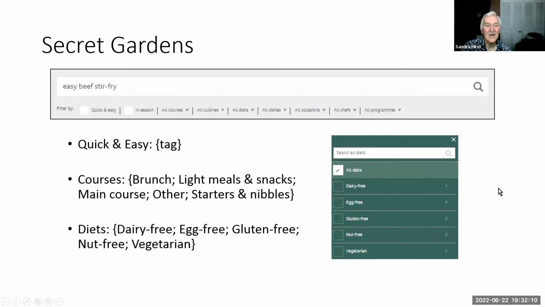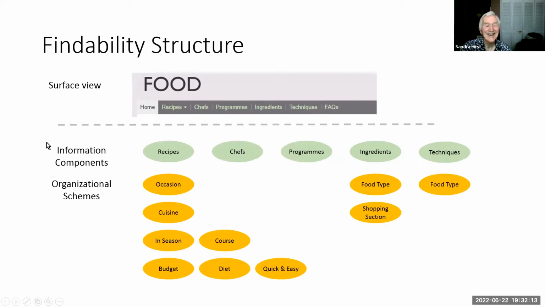So given all of those, I could now extend the information view so that recipes has these 7 access methods or organizational schemes. Ingredients has food type and shopping section. Techniques has food type. What about chefs and programs? Well, they can be displayed by the name of the chef or the name of the program, which is built into the definition of chef and program. We don't need to introduce another organizational scheme. And that works as well because there are fairly few chefs and there are fairly few programs.